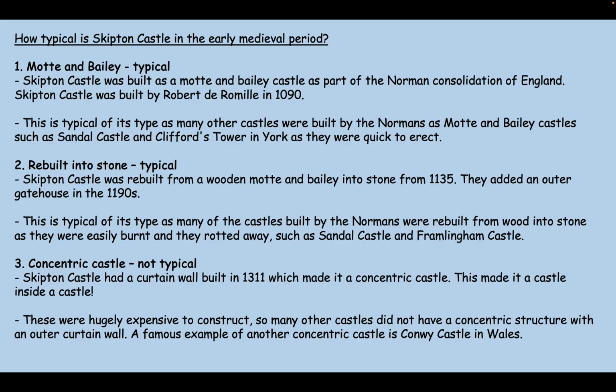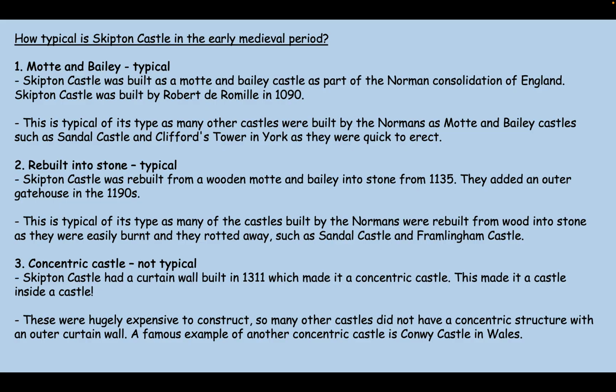The second reason it's typical is that it was rebuilt into stone. Now, Skipton was originally built as a wooden motte and bailey in 1090, but it was rebuilt into stone from 1135, and then they add the outer gatehouse in the 1190s. So this makes it typical of its type, because many castles were built by the Normans in wood, but then were rebuilt into stone because they were easily burnt and they easily rotted away.